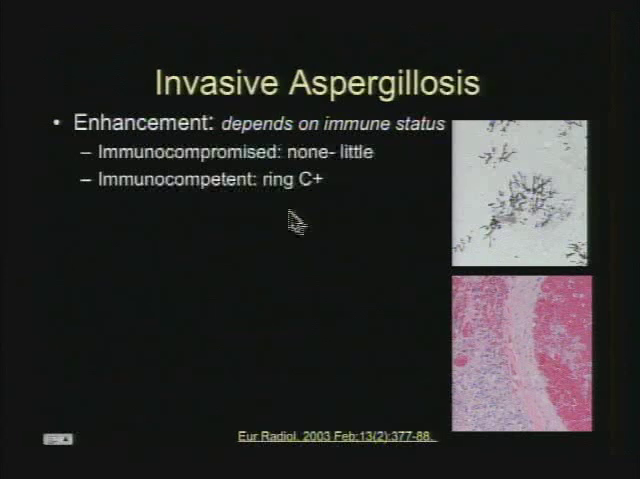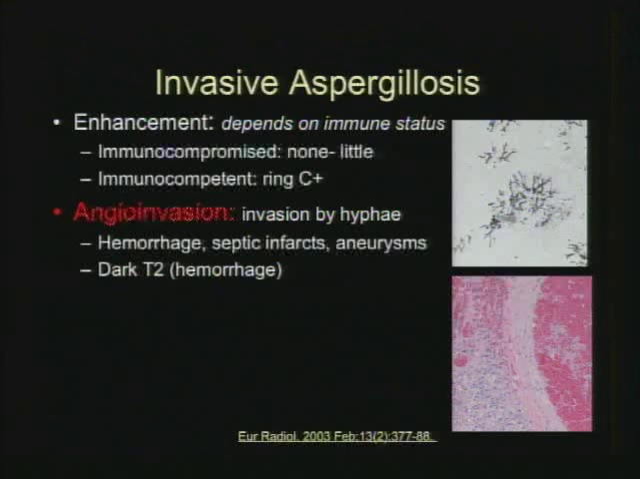So in very immunocompromised patients, you may not see much enhancement. And essentially what you're seeing is septic infarct. So you have angioinvasion by the hyphae, which you can see here with the silver stain. And you can see this is a blood vessel here to the right with the red blood cells in the lumen. And these are the organisms invading the wall of the blood vessel.